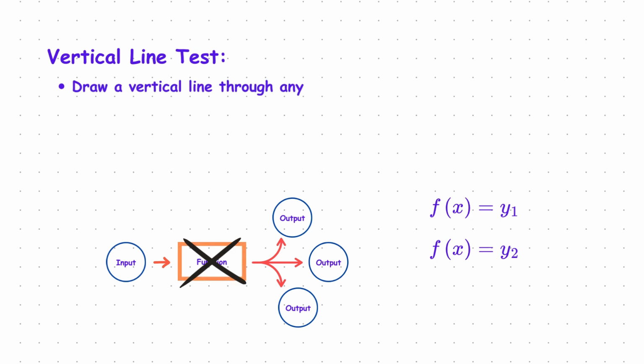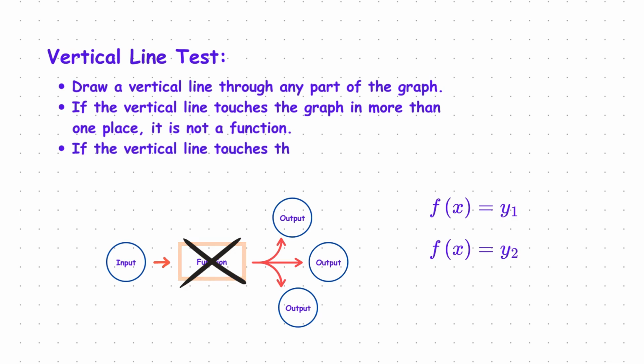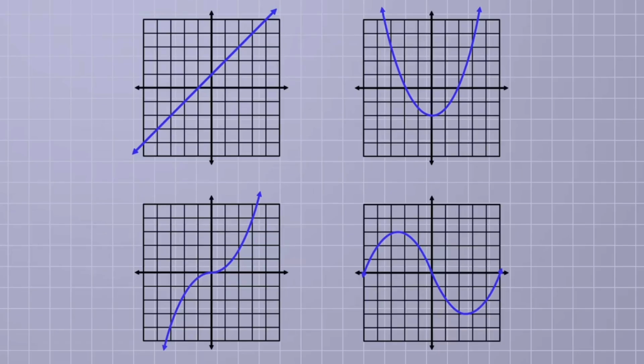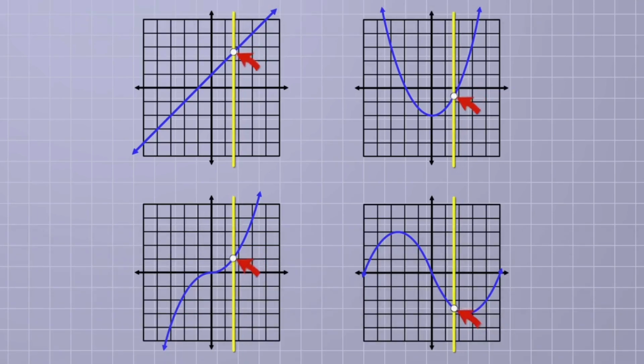Simply draw a vertical line through any part of the graph, and then if the vertical line touches the graph in more than one place, then it is not a function. And if the vertical line touches the graph in only one place every time, then it is a function. Follow this yellow vertical line in each of these coordinate planes. As you see, it's touching each of the curves in only one point, which represents that all of these are showing us a function.